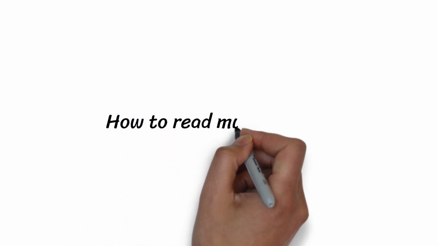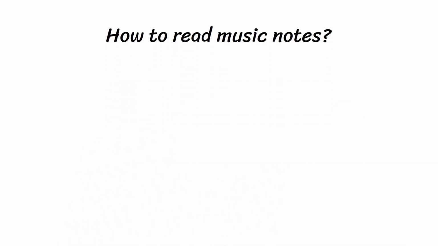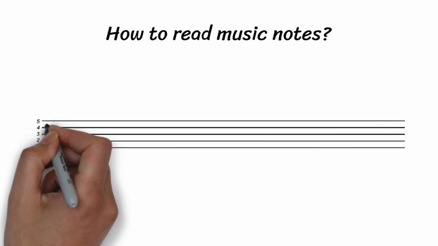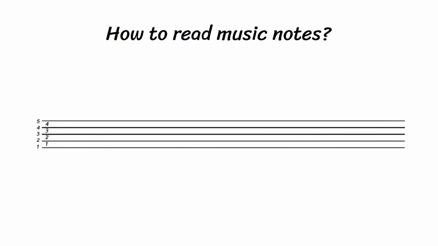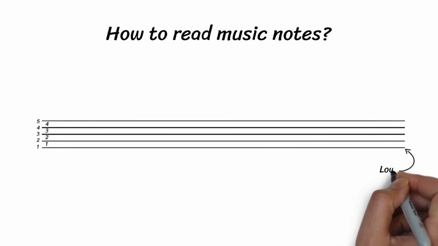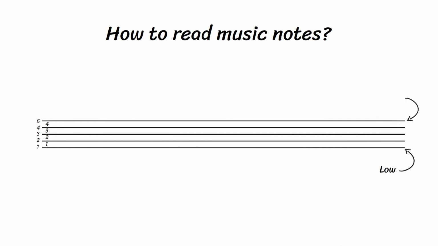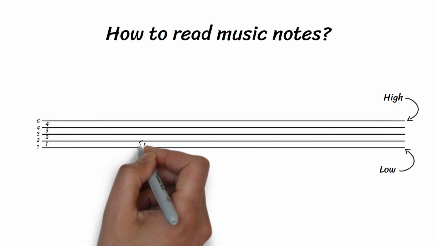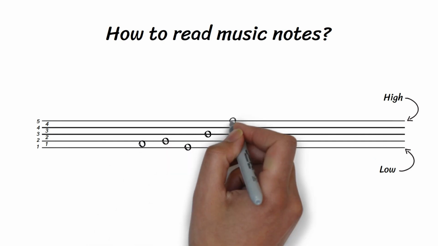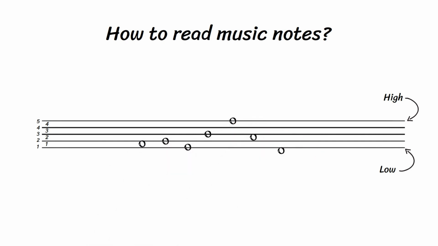The first thing you need to know is that sheet music is made up of 5 lines and 4 spaces. These lines and spaces represent different pitches in music. The bottom line is the lowest pitch and the top line is the highest pitch. The notes are written on these lines and spaces, and they tell you which pitch to play.